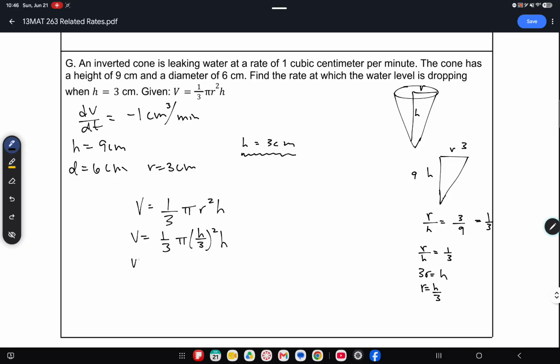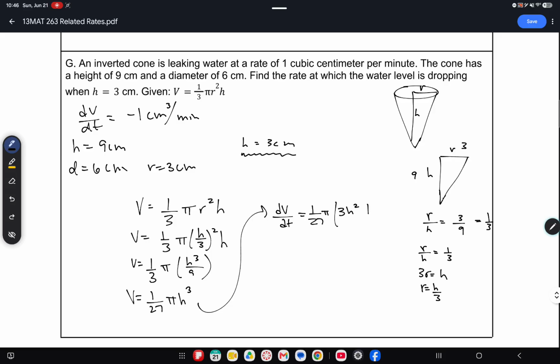So clean this up. We got volume is 1/3 pi, and then this would be h cubed over 9, which I can combine with that fraction. So the volume is really 1/27 pi h cubed. Then I can do a derivative. I'll move that over here. So dV dt equals 1/27 pi times 3h squared dh dt.